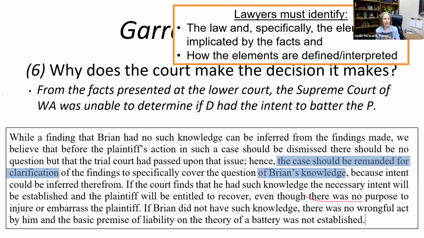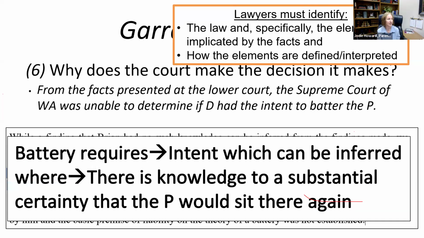And here's where we pull that from the case. The case should be remanded for clarification of Brian's knowledge about intent. What could be inferred about his intent? We don't have enough information to make an inference about his intent, so we have to remand it back for that clarification.